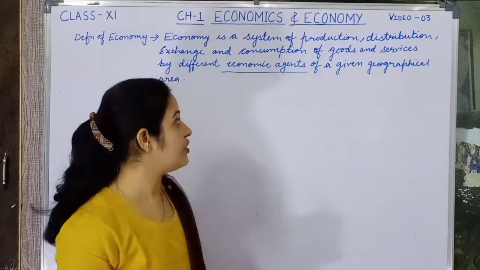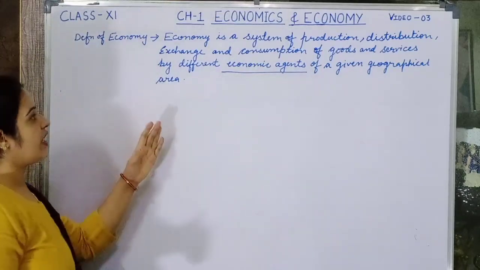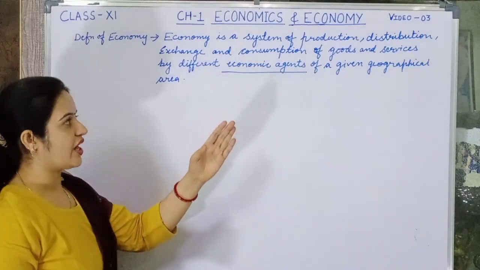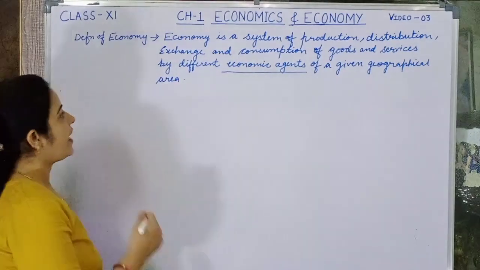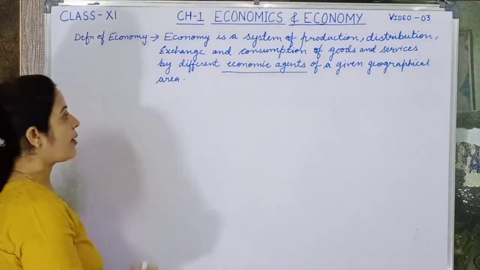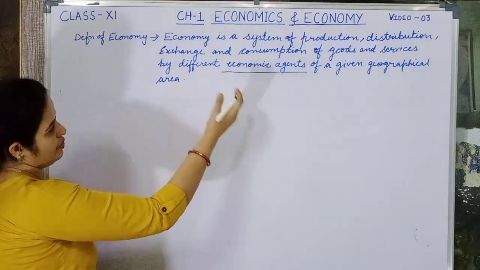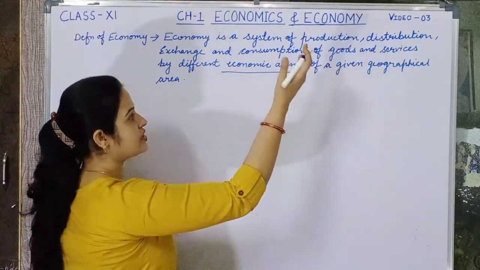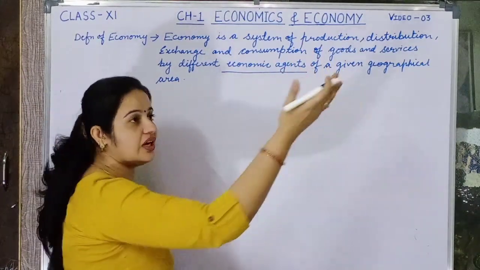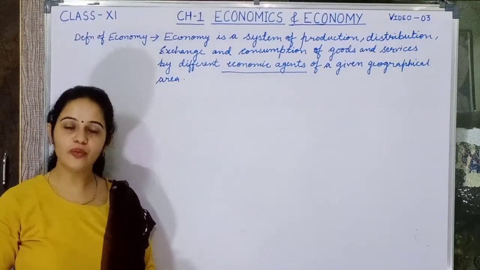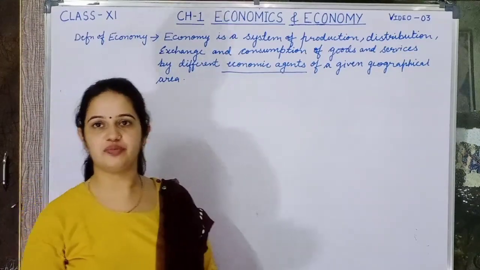So let me conclude this definition. Economy is a system or network of production, distribution, exchange, and consumption of goods and services by different households, businessmen, firms, individuals of a particular area. So this is an economy. I hope you understand the concept of economy.